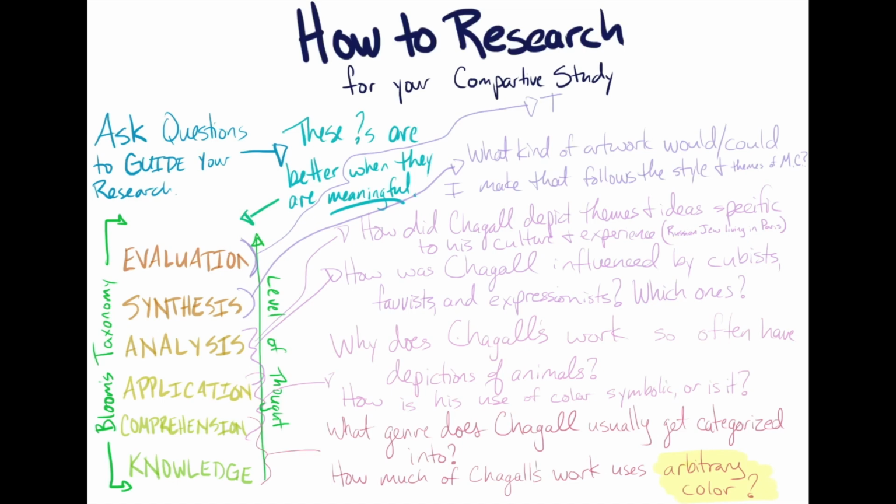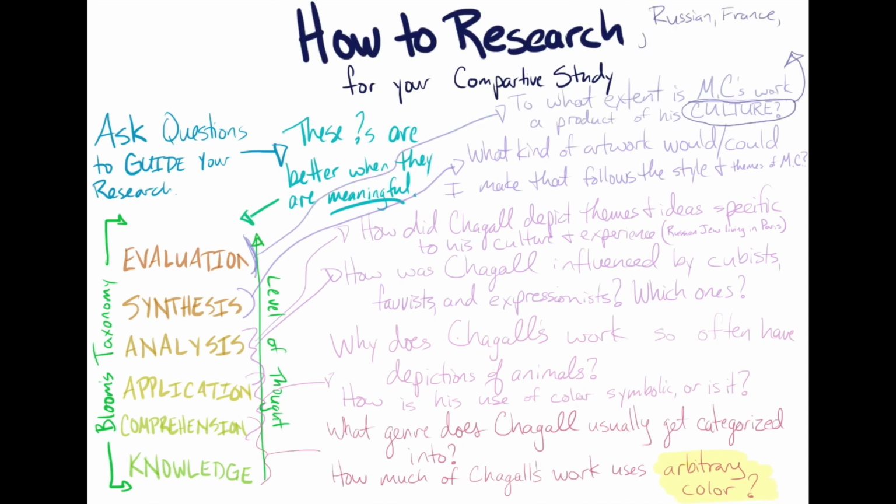Then finally, the evaluation question is going to be mostly the same for everybody, and that will be something along the lines of, to what extent is the artist's work a product of his or her culture? And in the case of Marc Chagall, you've got a number of things that could be his culture. Of course, I've already mentioned that he was Russian, he was Jewish, and he moved to France. He also lived some time in America.